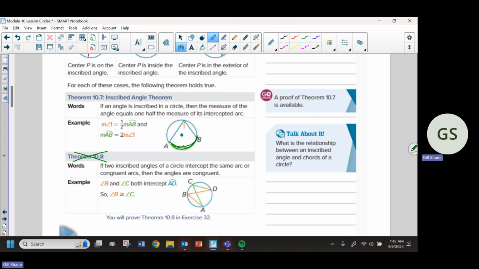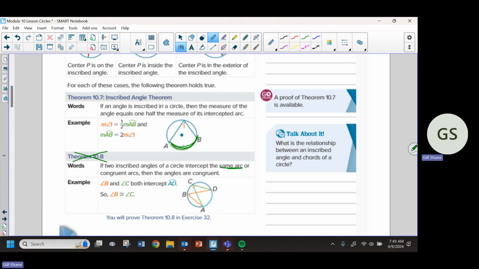Look at this picture, though, and I'll explain what they're saying. They've got two angles, right? Two inscribed angles. They've got the orange angle and the green angle. Anytime you have an inscribed angle, it's going to form an arc, right? So that arc right there, AD. What it's saying is if the inscribed angles are the same measure, then the arc has to be the same measure. And I think it actually says if they intersect the same arc. So again, arc DA is the same for both angles.